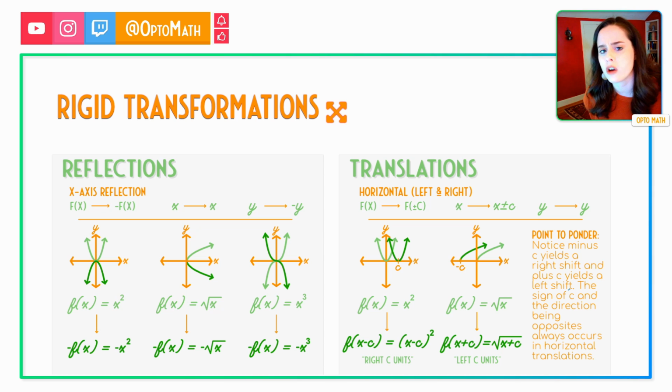Let's look at our point to ponder, which discusses this. Notice minus c yields a right shift and plus c yields a left shift. The sign of c and the direction being opposites always occurs in horizontal translations. So remember, for horizontal translations, if it's plus, it's actually to the left. If it's minus, it's actually to the right. So it's the opposite direction that you would think.